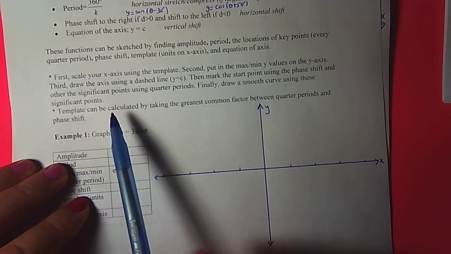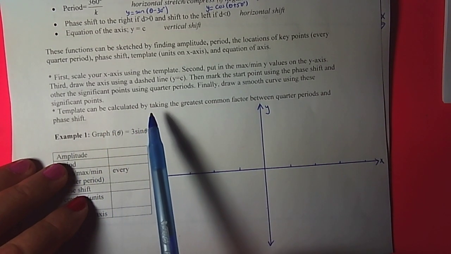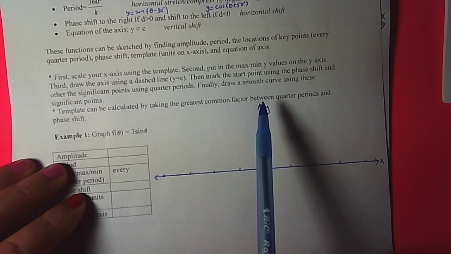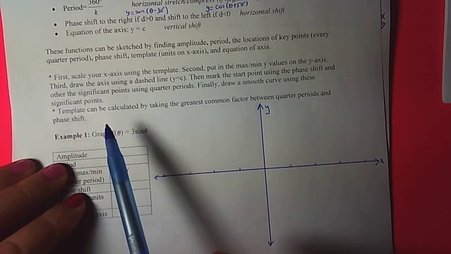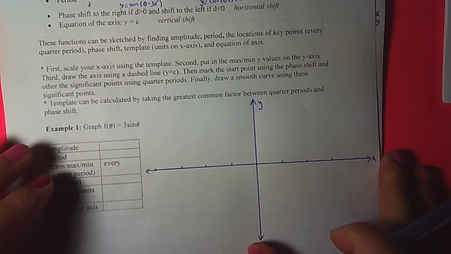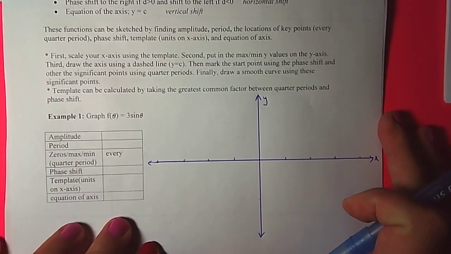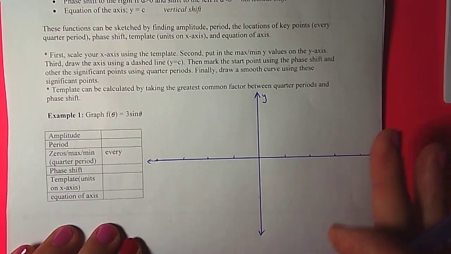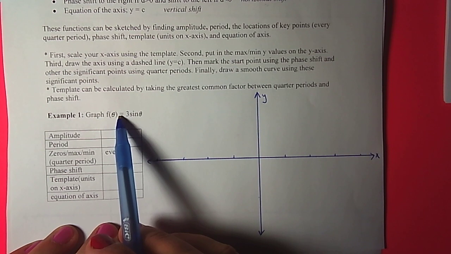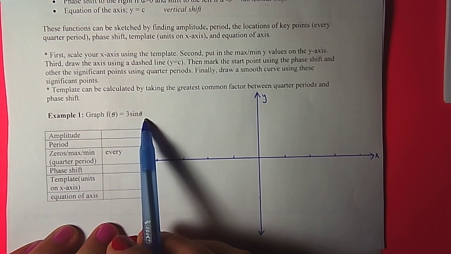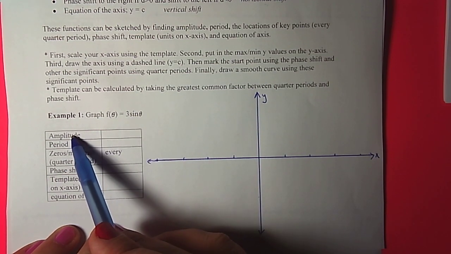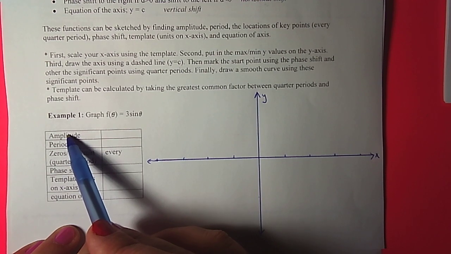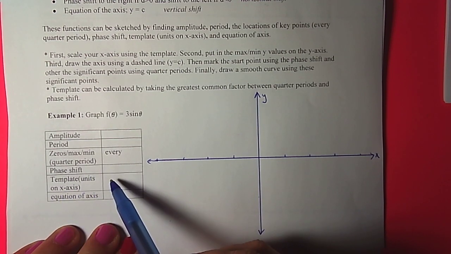So template can be calculated by taking the greatest common factor between quarter periods and the phase shift. So let's look at some examples. Example 1. We are going to sketch f of theta equals 3 sine theta. So we are going to look at all the important information to sketch that graph.